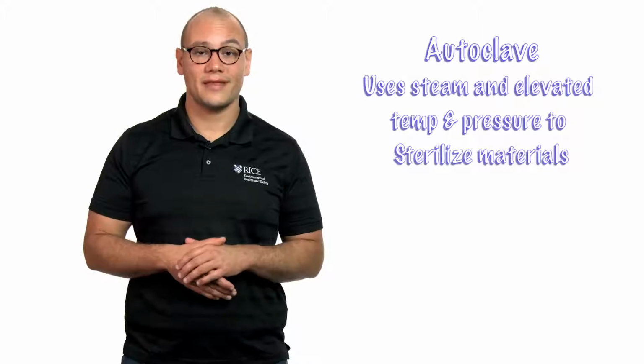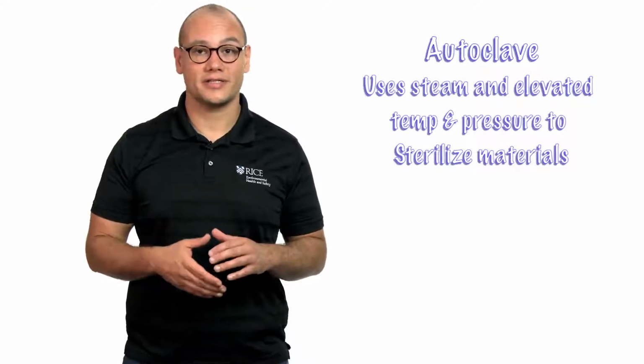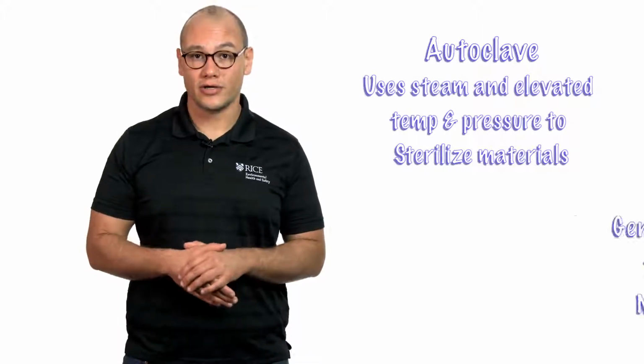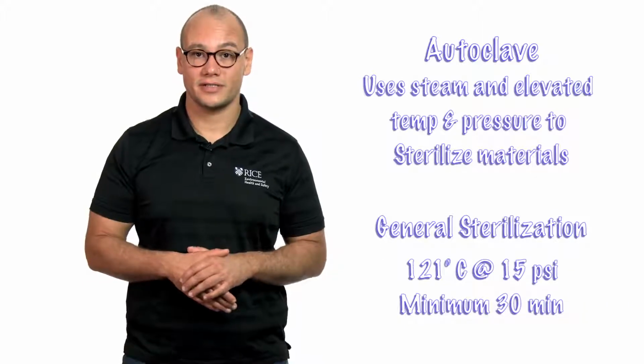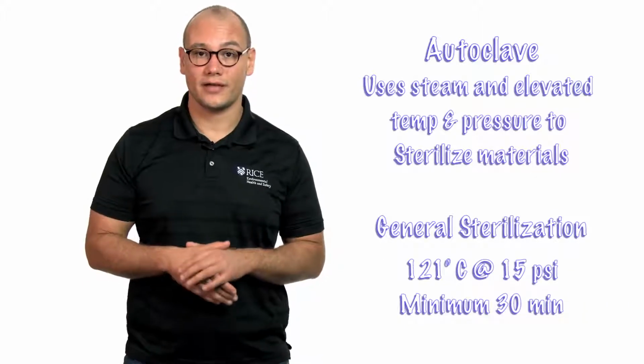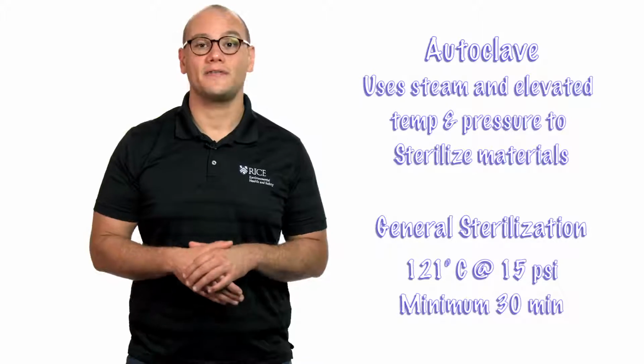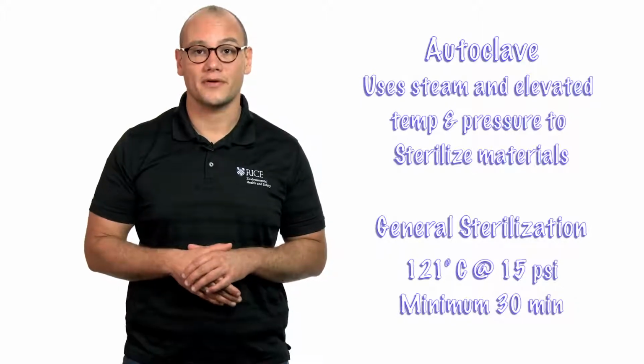Some applications inside of the research laboratory call for physical disinfection as opposed to a chemical one. The most common form of physical disinfection is wet heat, or an autoclave. An autoclave uses steam at an elevated temperature and pressure to sterilize materials inside of it. In general, in order for us to accomplish sterilization inside of the autoclave, we need to apply 121 degrees Celsius at 15 psi for a very minimum of 30 minutes.